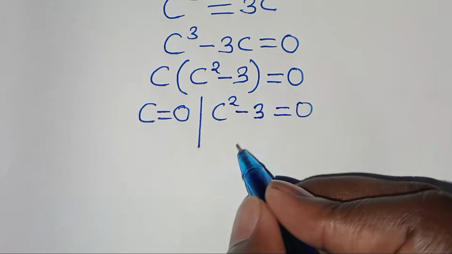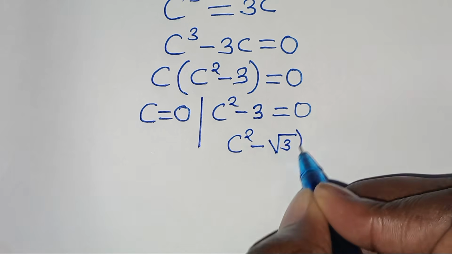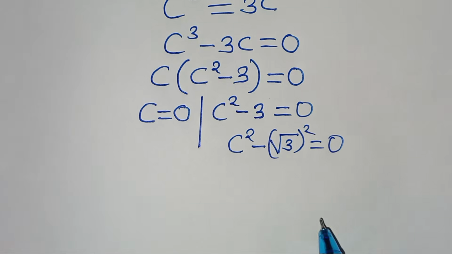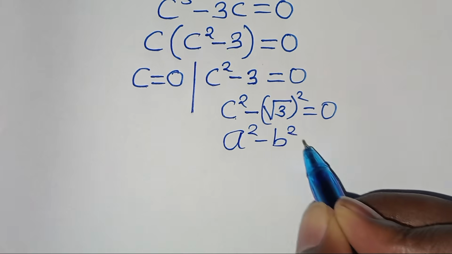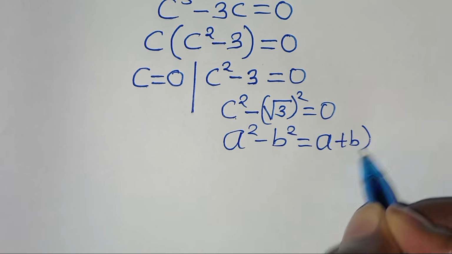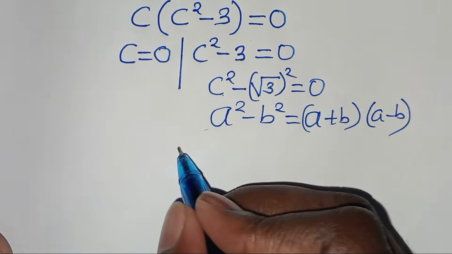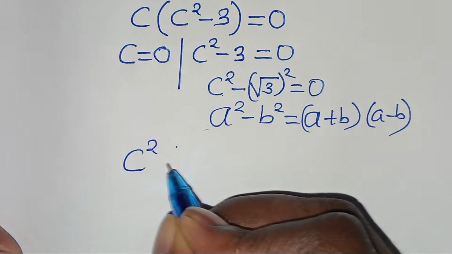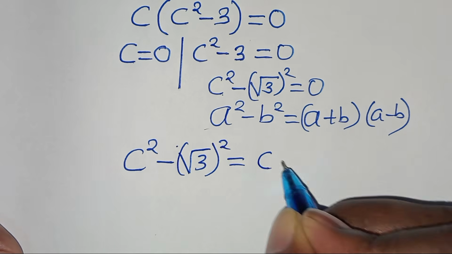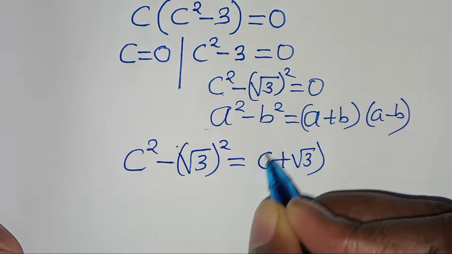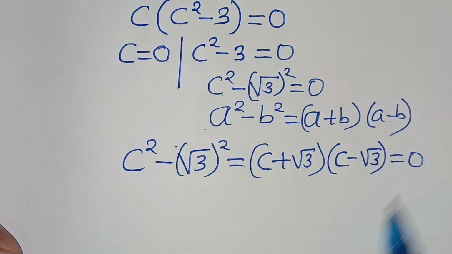Now, we have c to the power of 2 minus, we can express 3 as the square root of 3 raised to the power of 2, equal to 0. Now, this is in the form of a squared minus b squared, which we can express as a plus b multiplied by a minus b. Applying this identity, we have c squared minus square root of 3 to the power of 2, which is the same thing as c plus square root of 3 multiplied by c minus square root of 3, equal to 0.